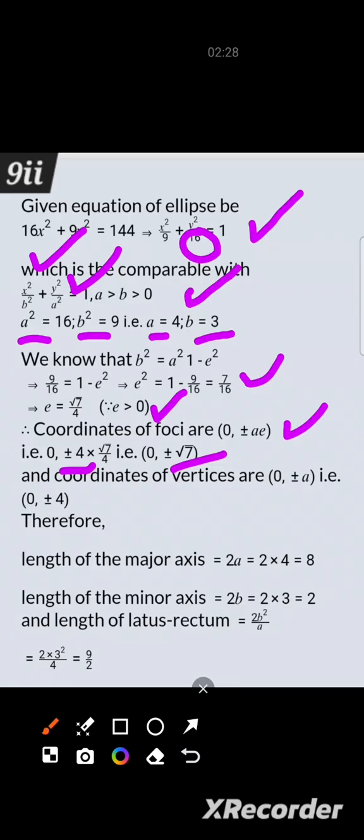And the coordinates of the vertices, as we know, are at 0 comma plus minus 4, that is 0 comma plus minus a. Now the length of major axis, the formula remains the same for both the forms, 2a, that is 8, and the length of the minor axis is 2b, which is 2 into 3, that is coming to 6. And the length of latus rectum is 2b square by a, that means 2 into 9 by 4, which is 9 by 2. So I hope you understood the sum.